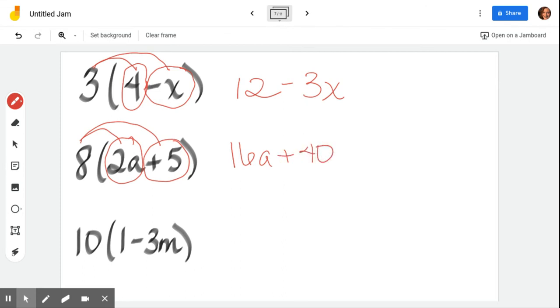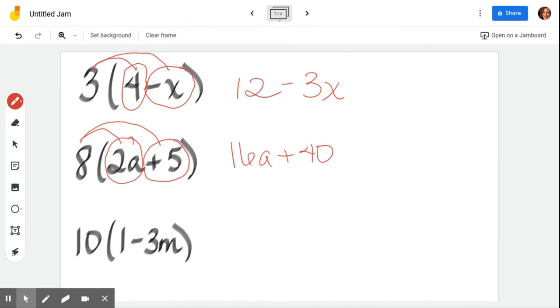And remember on these, folks, we're not combining our answers. That 12 minus 3x is not the same thing as 9x. They're not like terms when one of them has an x and the other one doesn't. 16a plus 40, that's not the same thing as 56a because one of them has an a, but one of them doesn't. Let's do another one here.